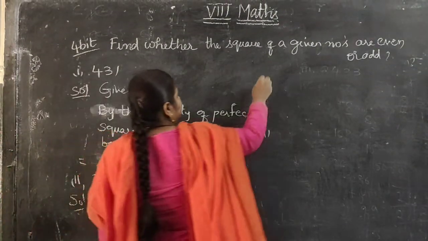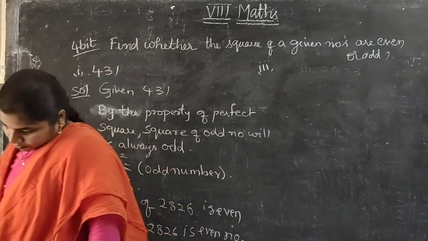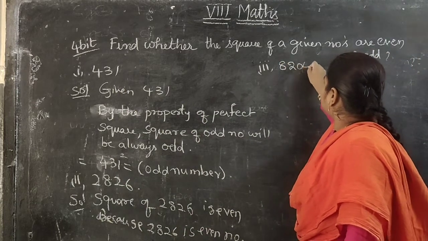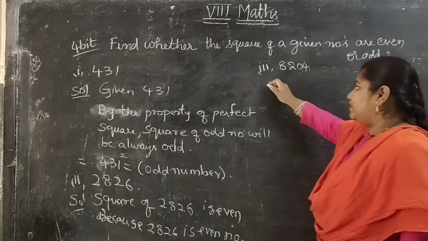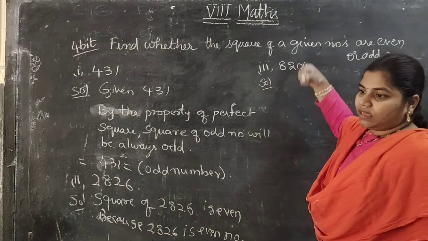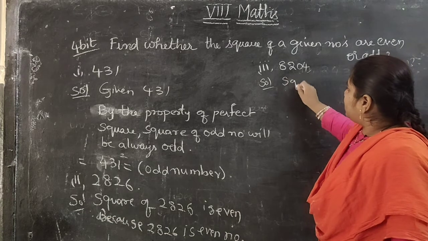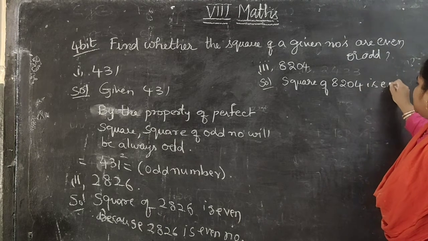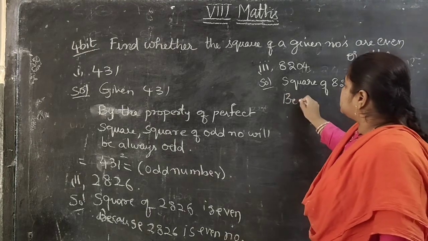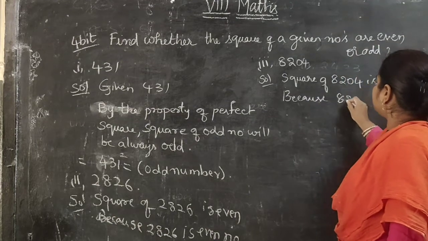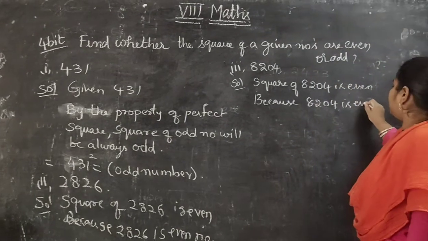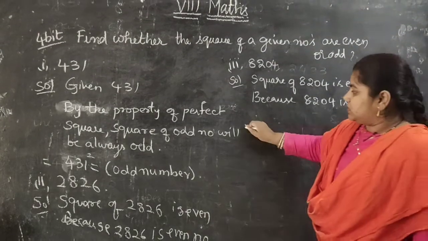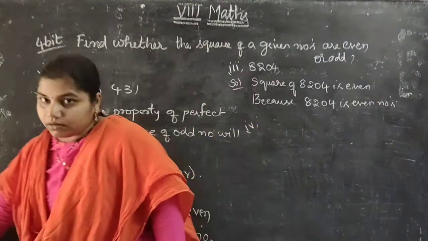So next one, 8204. This 8204 is again an even number. So if you square an even number, again the result will be even itself. So the square of 8204 is even because 8204 is an even number. If the given number is even, then the square of that number will again be even itself. So by using that property we can tell.